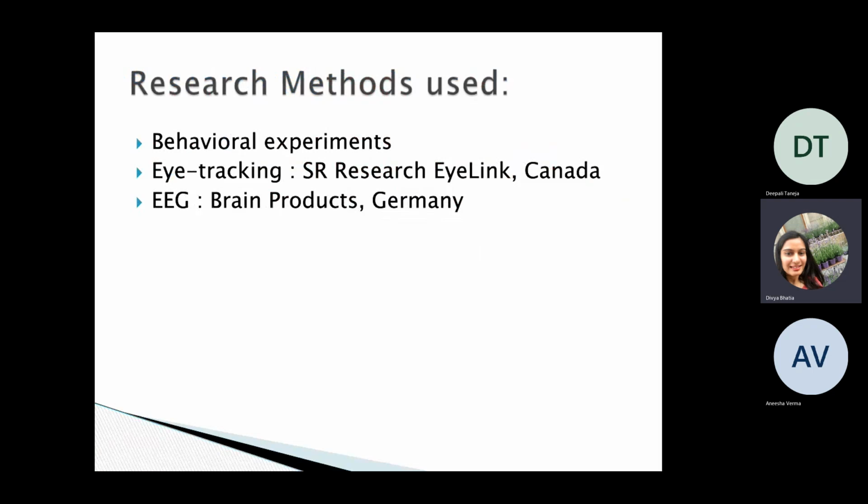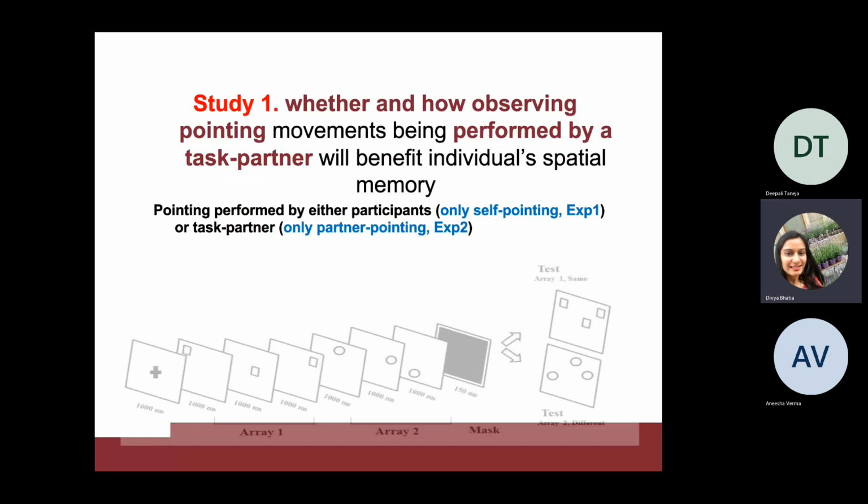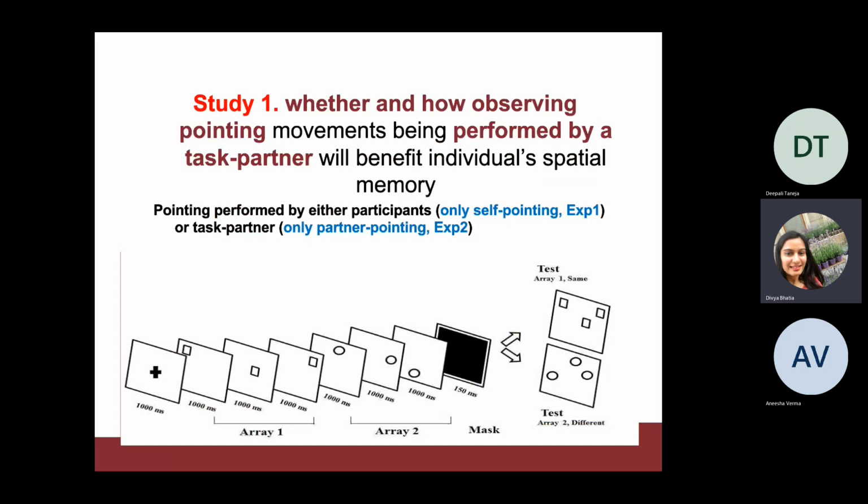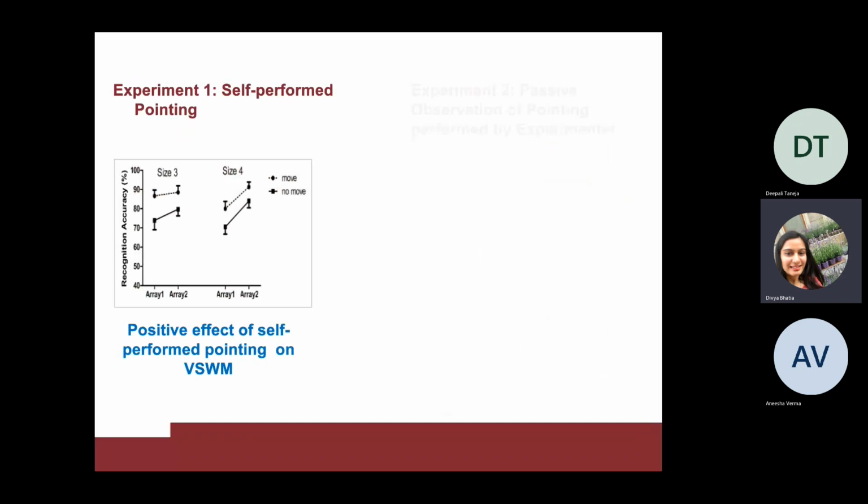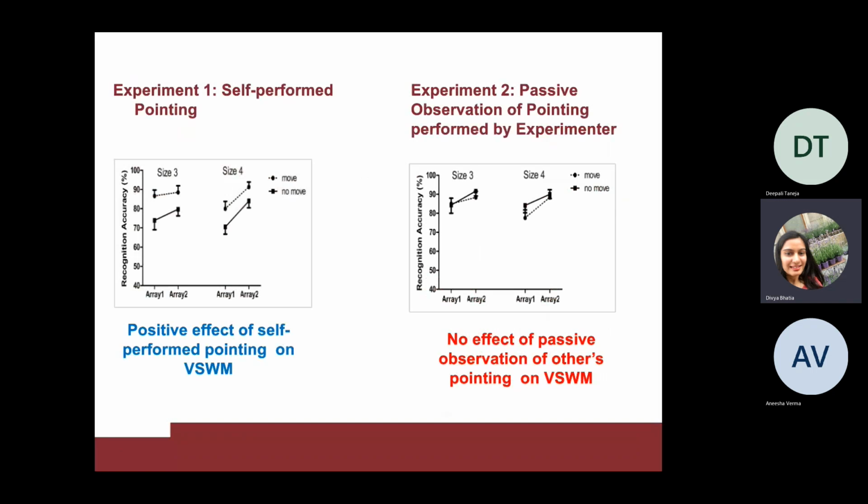So to begin with, the methods that we used were behavioral experiments, eye tracking, and EEG. In study 1, the paradigm stays the same. There is a move array, a no move array, and a recognition task. This is just the recap of the 2 experiments which I have already presented. Experiment 1, with self-performed pointing movements, shows a memory advantage. In the second experiment, the observation of pointing movements performed by another person, there is no memory advantage. So with 100% participant involvement in the pointing movements, we get the advantage. With no participant involvement in the action execution condition, no effect.